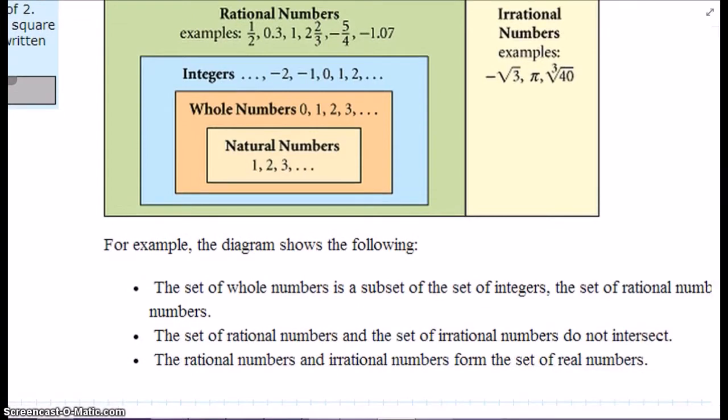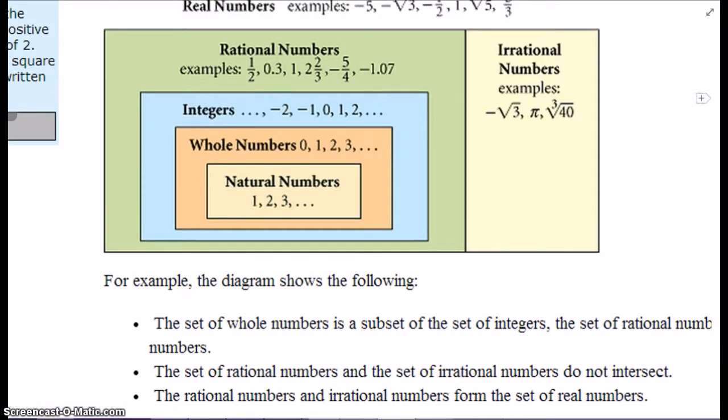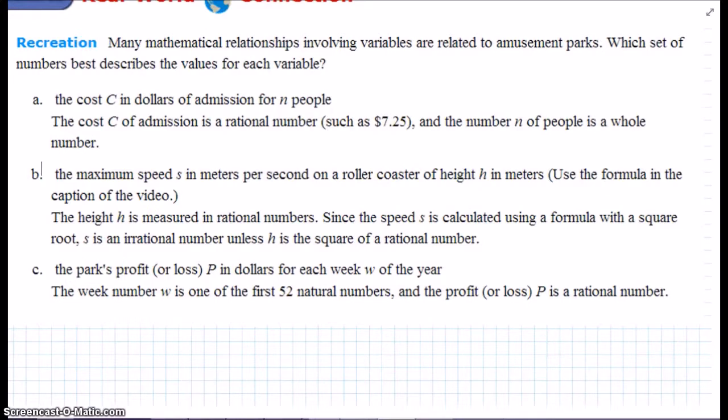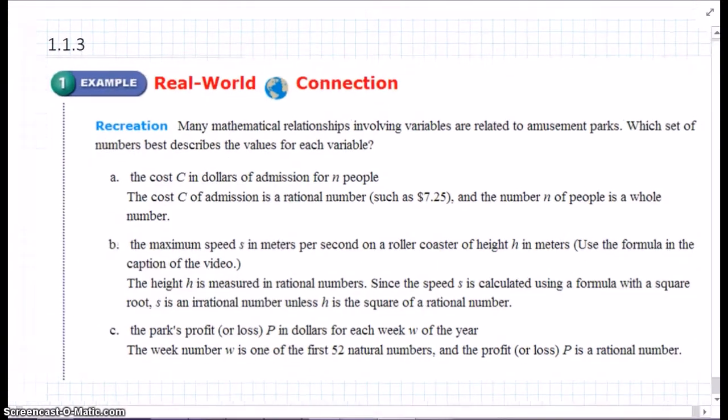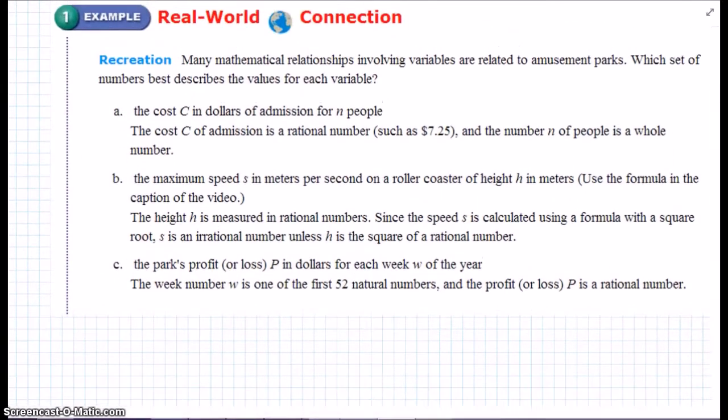In this example, the set of whole numbers is a subset of integers, which is a subset of all rational numbers. The set of rational numbers and the set of irrational numbers do not intersect. The rational numbers and irrational numbers form the set of real numbers. So all these points can be represented on a number line. Let's look at our examples and see how we can get along with this.